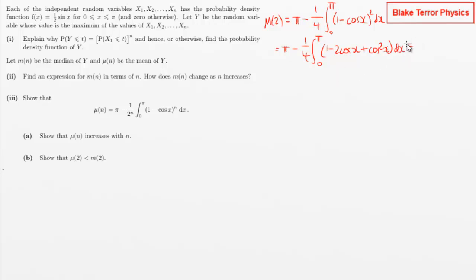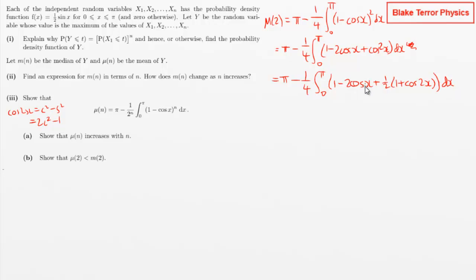So that's going to be pi minus a quarter integral 0 to pi of 1 minus 2 cos x plus cos squared x. I always have to write these things out. So cos 2x is cos squared minus sine squared, so that's 2 cos squared minus 1. So cos squared x is going to be a half of 1 plus cos 2x. Right, so that's a half of 1 plus cos 2x dx.